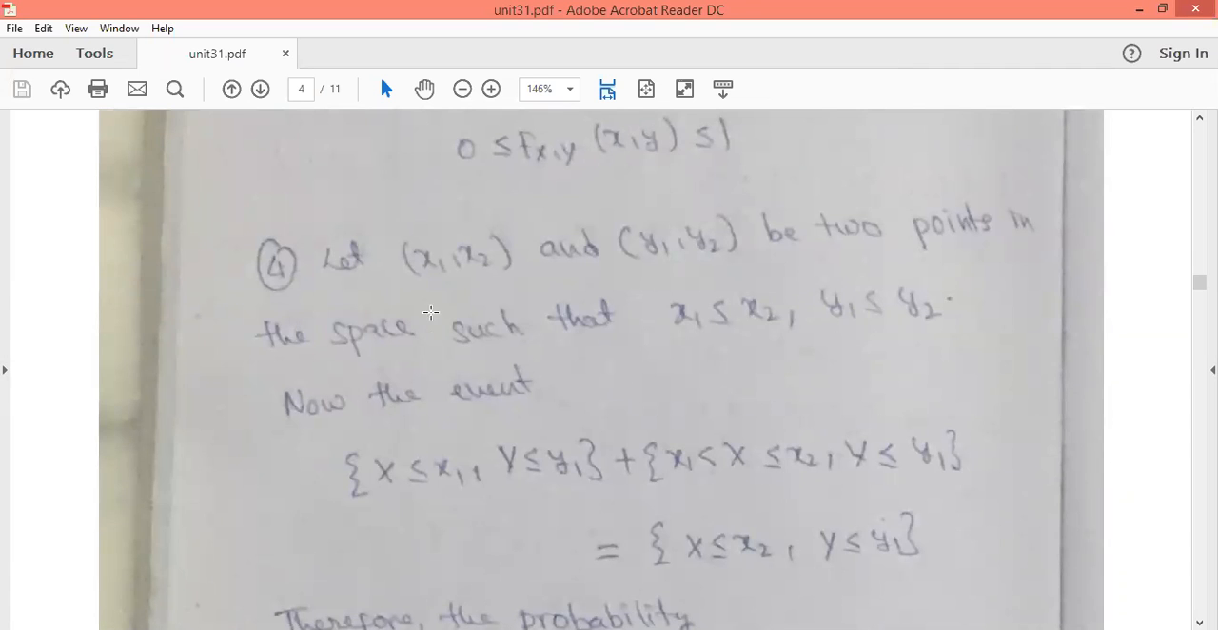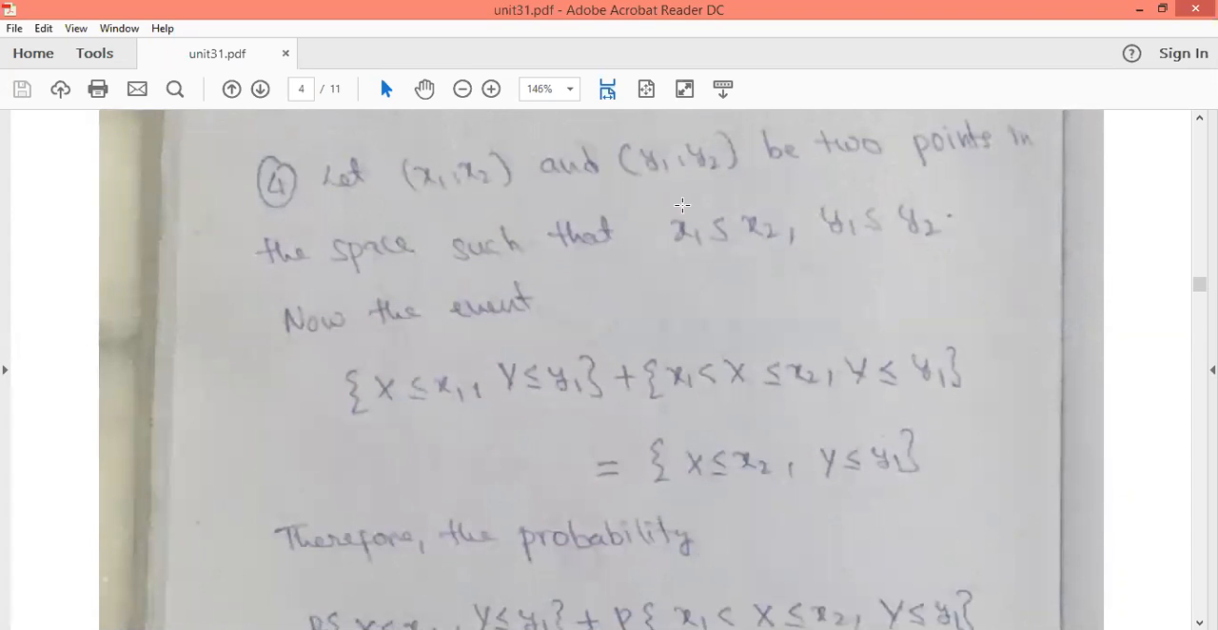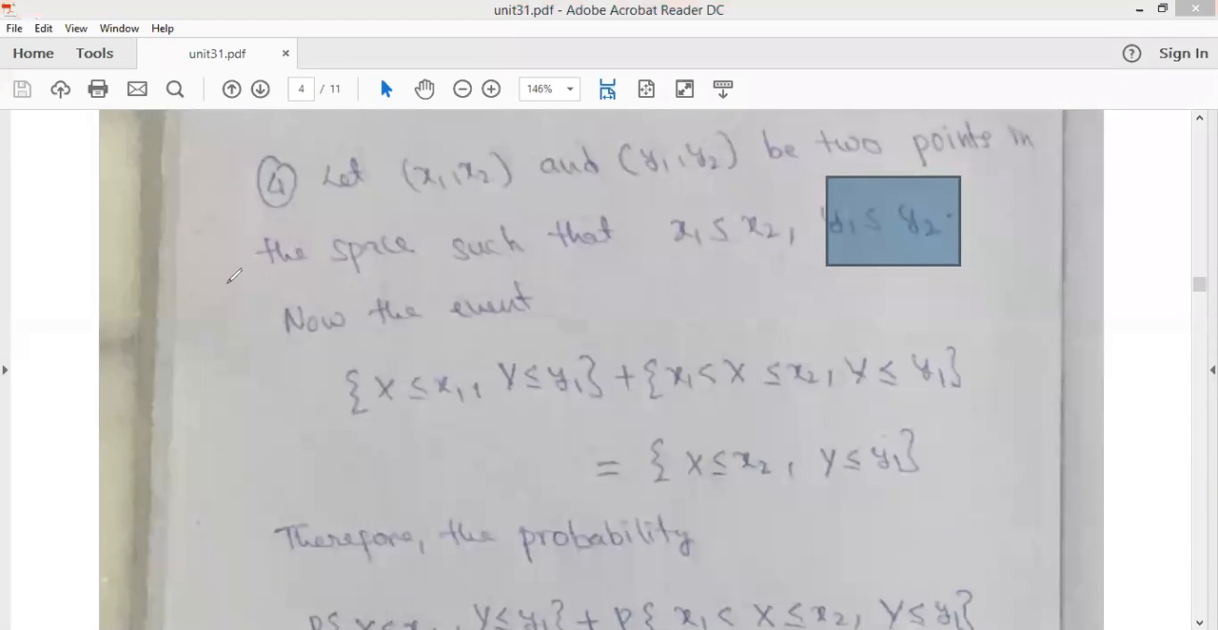Similarly, the fourth property. What is the fourth property here? We are taking two elements x1 and x2, and y1 and y2 are the two elements in the sample space. How are we taking these elements? We have taken them such that the x1 value is always less than or equal to x2, and the y1 value is always less than or equal to y2. Say for example, it is considered like this. What is our range of x value? Say it starts from 0. Our x1 is here, and this is our x2.